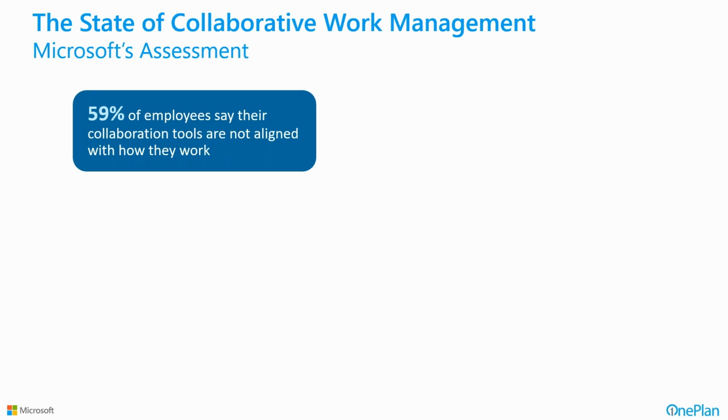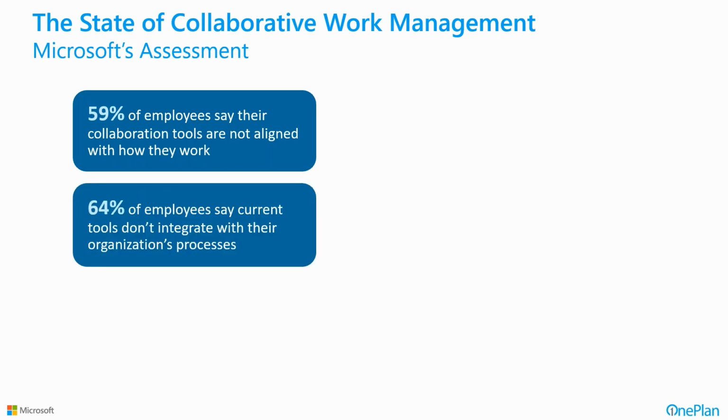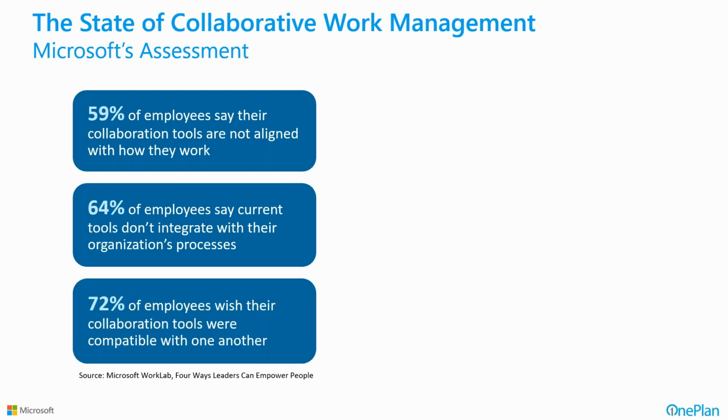They did their own surveys, and the respondents said that 59% of employees say their collaboration tools are not aligned with how they work, meaning the tools they've been given were not conducive to the way they would want to do work and interact with others. 64% of employees say current tools don't integrate with their organization's processes, so there's a disconnect where people sometimes have to shoehorn or force fit things in order to make them work, usually with some manual intervention. And 72% of employees wish their collaboration tools were compatible with one another, meaning they weren't separate and distinct, and you didn't have to mash up data manually or semi-manually to make those things happen.